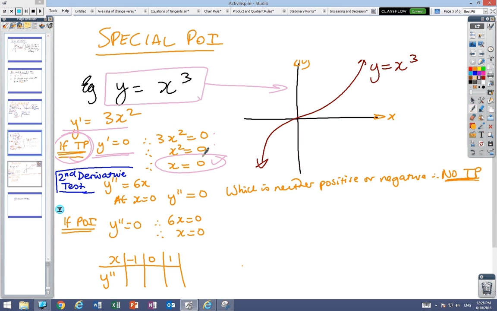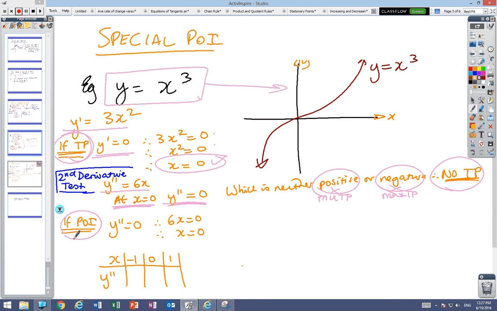And then using the second derivative test that we've learnt earlier, okay, y double dash is 6x, so at x equals 0, y double dash equals 0, okay, but we had to get a positive number or a negative number to get a max or a min TP. Now 0 isn't positive and 0 isn't negative, so that's why there's no turning point. If it was a positive number, it would have been a min TP, and if it had been a negative number, it would have been a max TP. But we didn't get a positive or negative, so there's no TP.